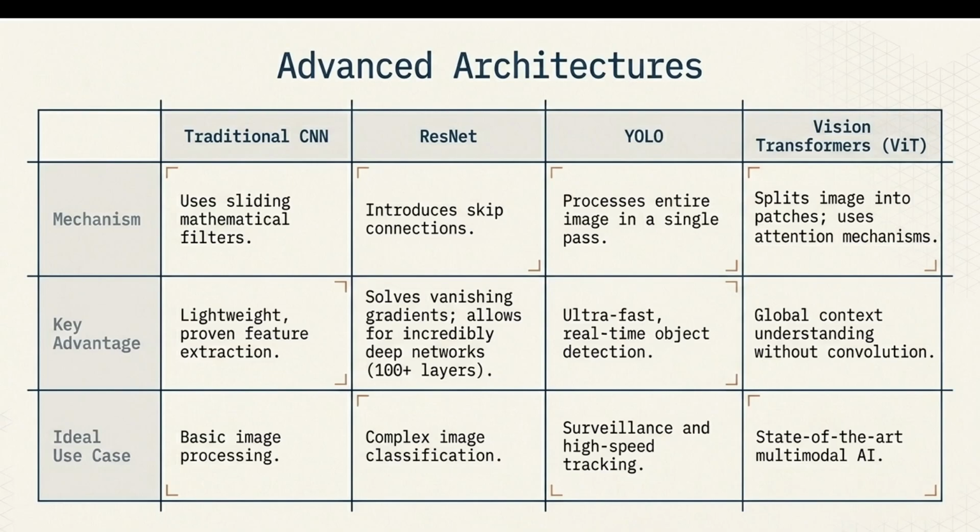Traditional CNNs are mainly used in basic image processing. ResNet is used in complex image classification. YOLO is used in surveillance and high-speed tracking, like security cameras. Vision transformers are state-of-the-art multimodal AI. Vision transformers can be used for almost any computer vision task, like object detection, image segmentation, classification, optical character recognition, etc. It can be used for any problem which we have in computer vision.